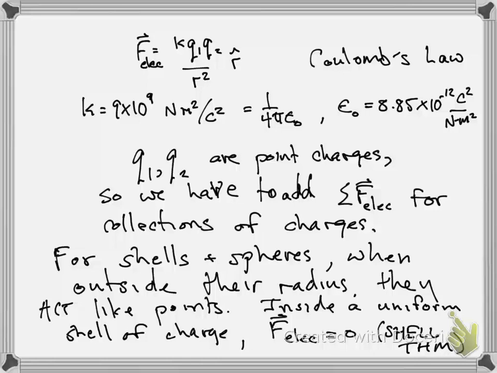So in summary, we've seen Coulomb's law for the force between 2 point charges. I've given you the values of the constants. And if you have a collection of charges, you just have to add up the electric force due to each of the charges. And if it's a continuous distribution, it's going to be an integral. For shells and spheres, we see that integral ends up being that when you're outside the radius of the shell or the sphere, they act like points. And inside a uniform shell of charge, the electric force is 0. That's the shell theorem.